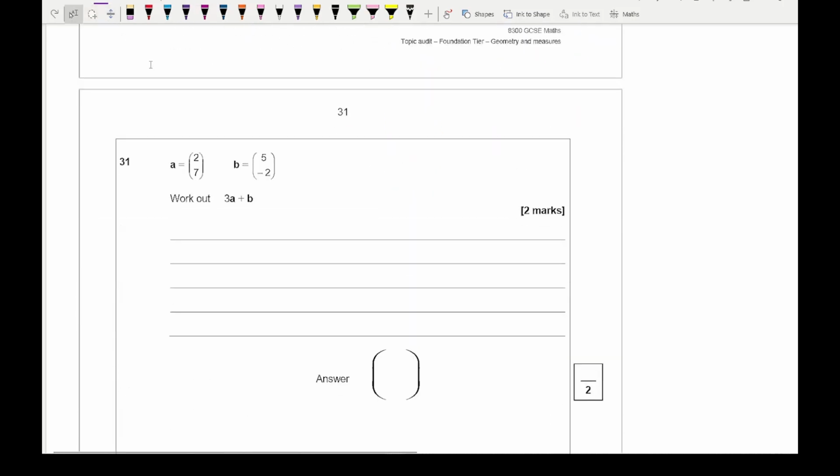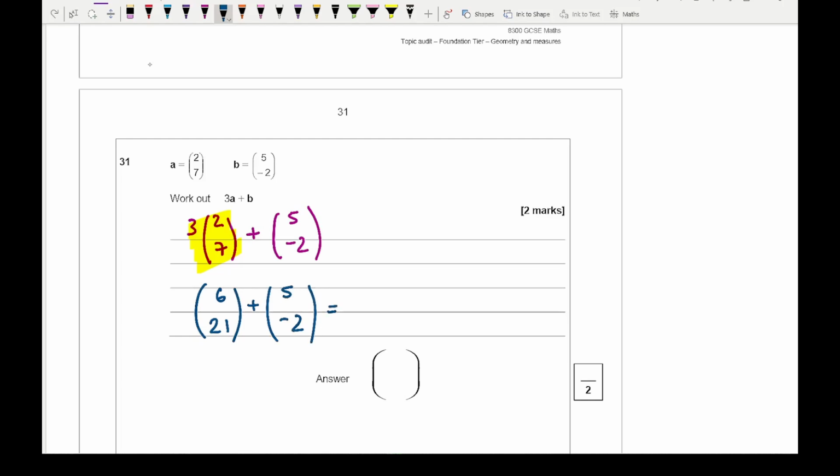Then moving on to our last question, it says work out 3a plus b. So a is (2, 7), and b is (5, minus 2). So we want 3 lots of a plus 1 lot of b. So if we simplify this bit here first, 3 times 2 is 6, 3 times 7 is 21, and then we want to add that to (5, minus 2), in which 6 plus 5 is 11, and 21 plus minus 2, so that becomes a takeaway, and that's going to give me 19. So the correct answer we should have for this is (11, 19).